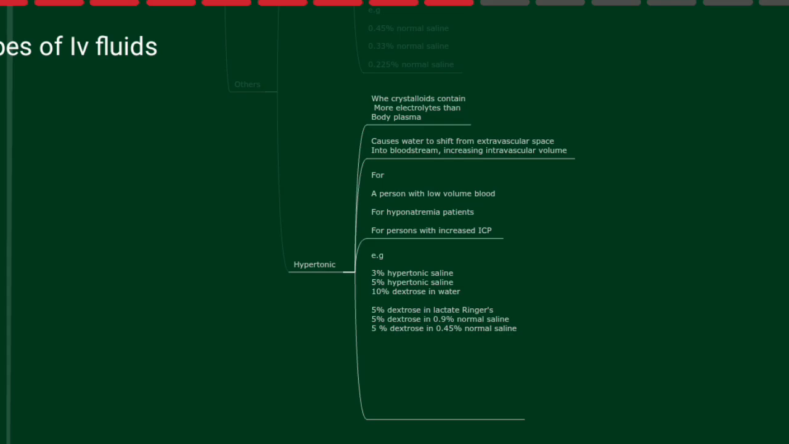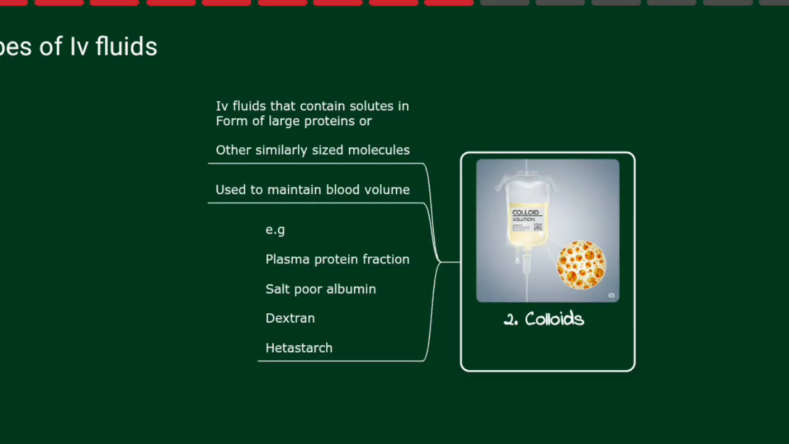Let's talk about the next IV fluid types here. We have the colloids. Colloids are IV fluids that contain solutes in the form of large proteins or other similarly sized molecules. They are used to maintain blood volume. Don't forget about that. Examples of the colloids: we have dextran, hetastarch, salt-poor albumin, plasma protein fraction.